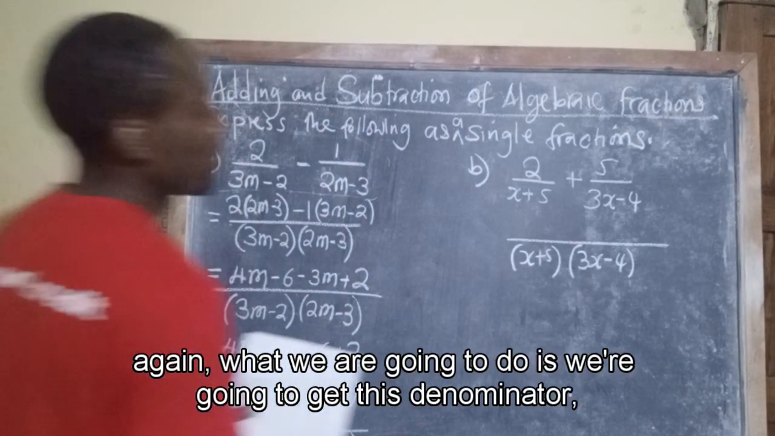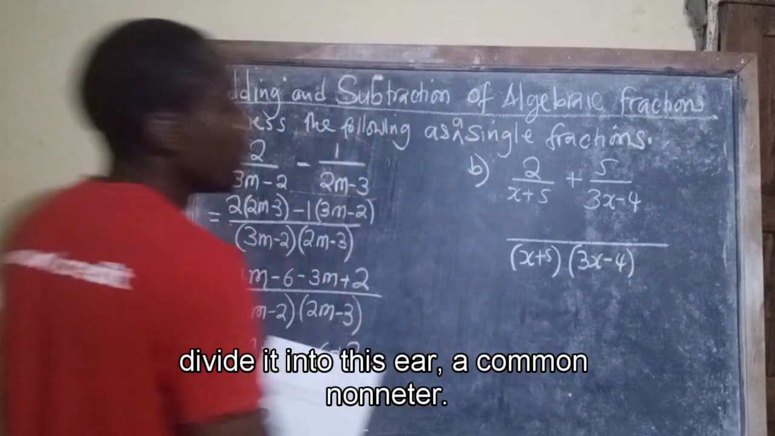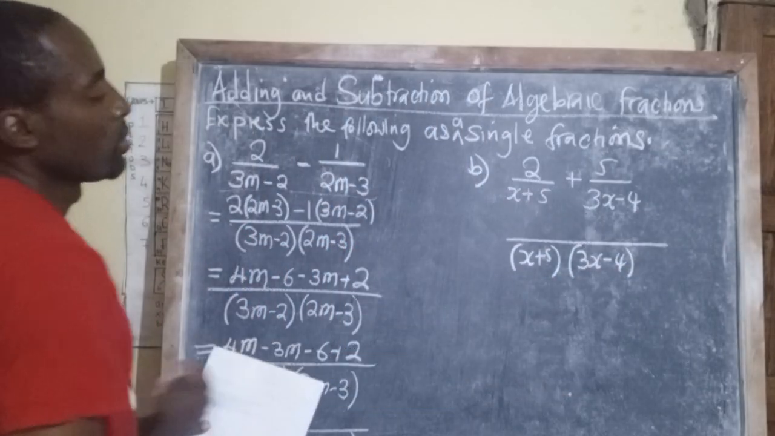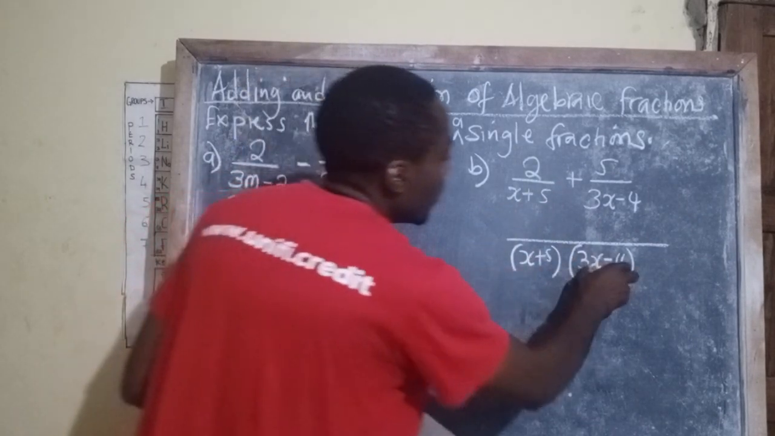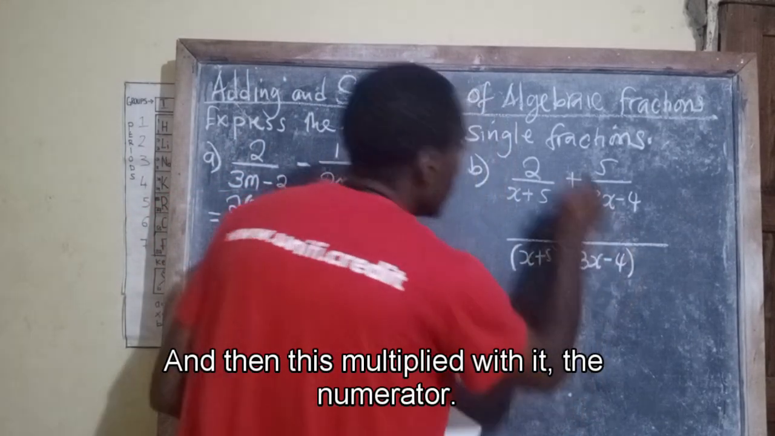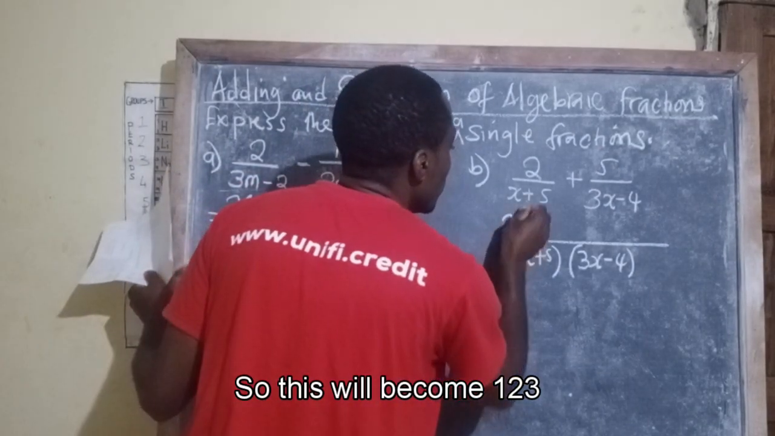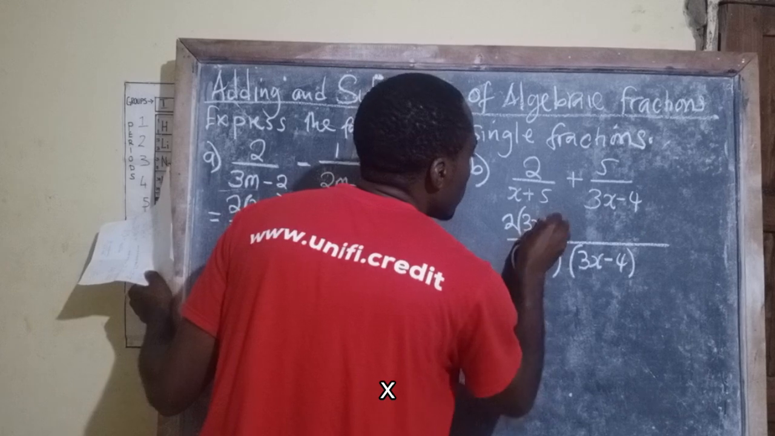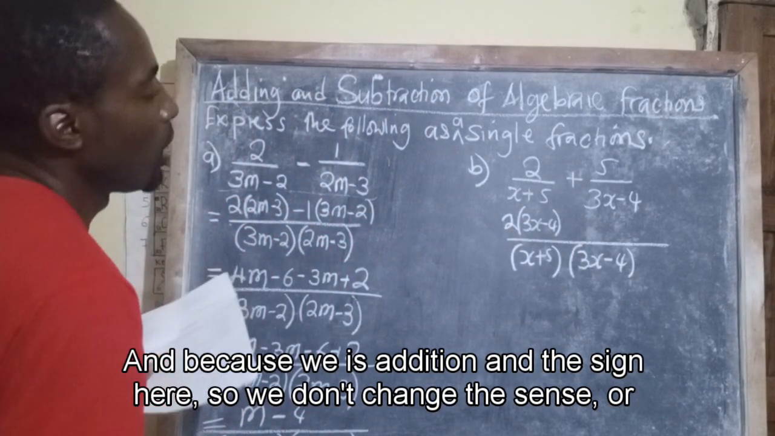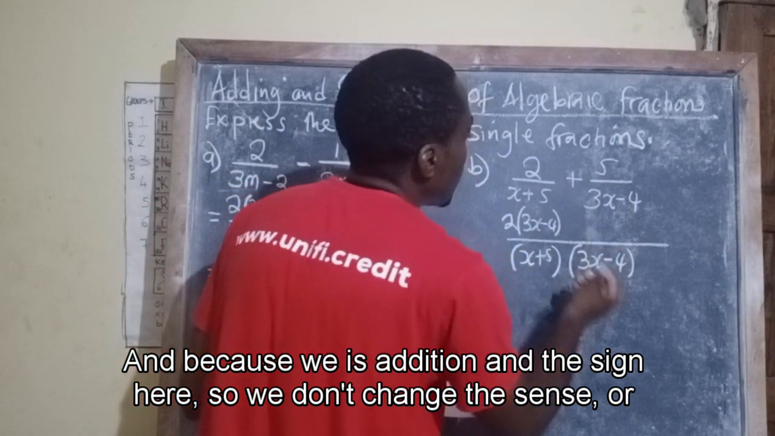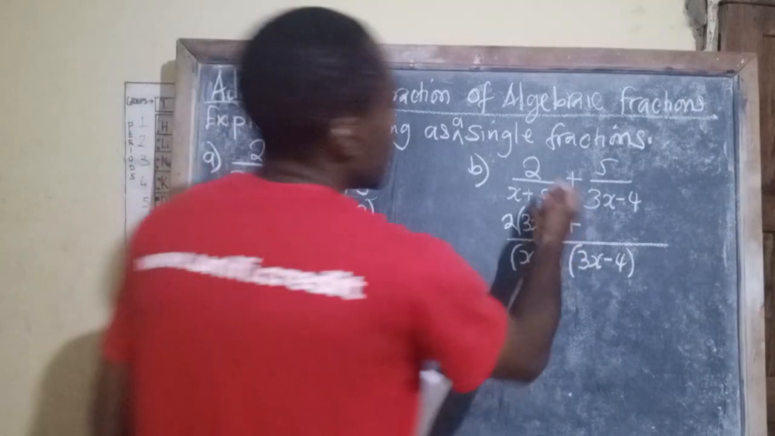Okay. Again, what we are going to do is we are going to get this denominator, divide it into this common denominator. So when we divide this into that, it means this cancels with that, then we remain with this, and then this multiplied with the numerator. So this will become 3x minus 4. Then we close. Now because here it's addition and the sign here, we don't change the sign, so we just bring it down here. So we brought it down like that. So this part we are done.